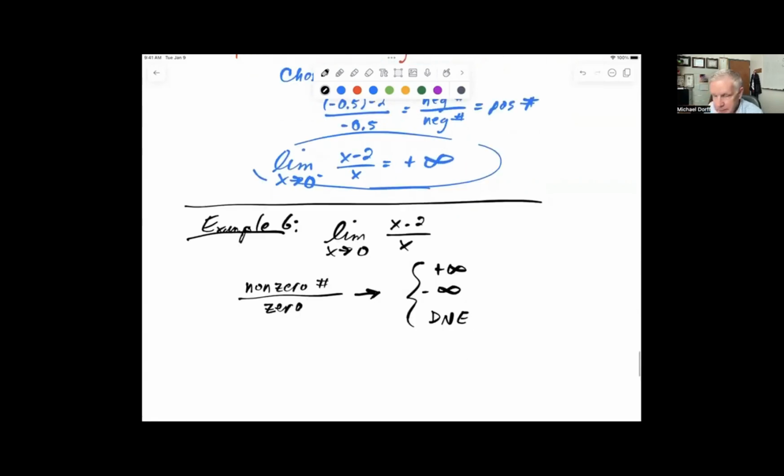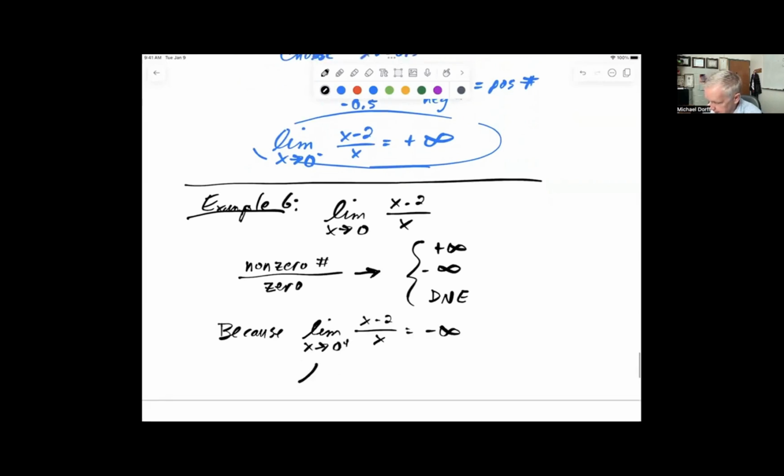Now, when you have a two-sided limit, we want to look at the limit from both sides, and we already did that. So the limit from the right was negative infinity, and the limit from the left was positive infinity.